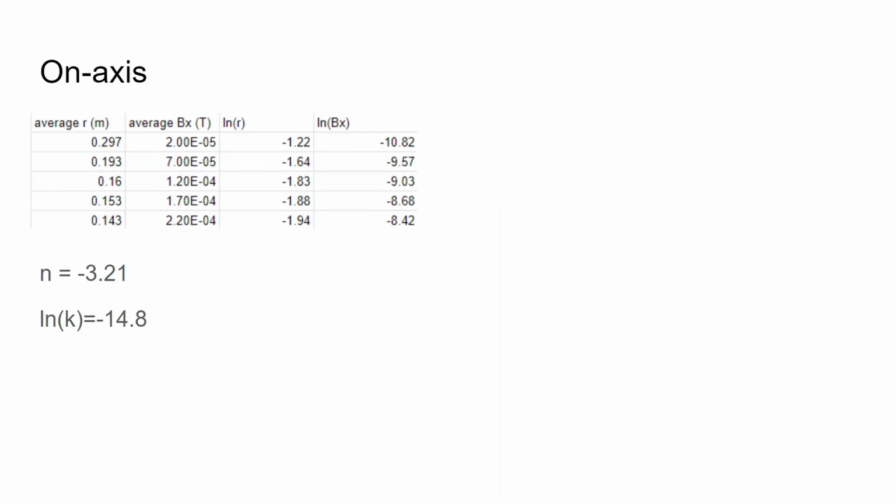I did 5 different distances for the on-axis, and this is the data that I acquired. And using linear regression and the distance dependence equations, I found the value of n, which was negative 3.21, and the value of ln k, which was negative 14.8.